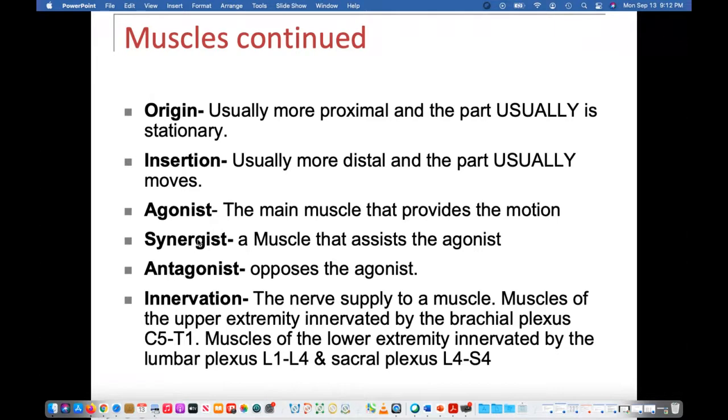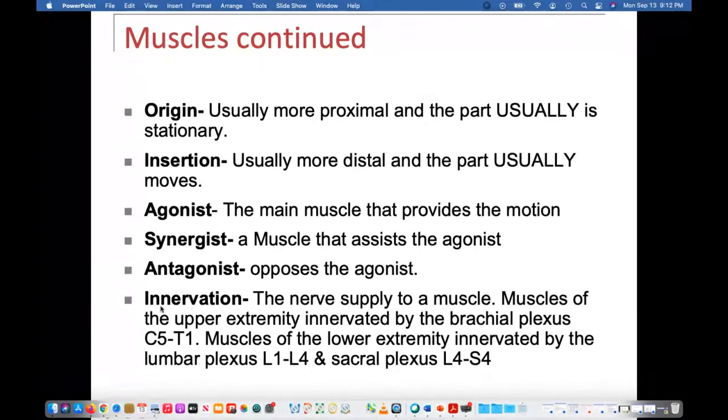Okay? Synergist is simply a muscle that assists. So if I were to say, what muscle is synergistic to the biceps brachii, if the biceps is an agonist of elbow flexion, we would just have to be familiar with another muscle that flexes the elbow, which is synergistic to it. And that could be the brachialis or the brachioradialis. Okay.